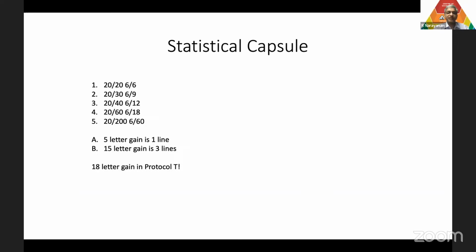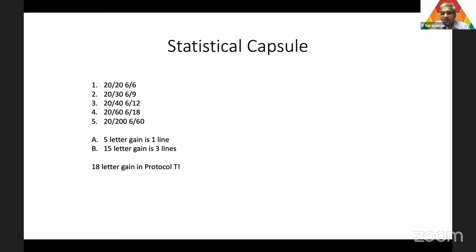You just keep your numerator the same. 20 in our style, you have to make it 6, okay? But the denominator, you can easily convert. 20/40 is 1/2. So 6/12 will be 1/2. So 20/40 is the same as 6/12. So if somewhere in an article you read 20/60, what does it mean in terms of 6 by what?